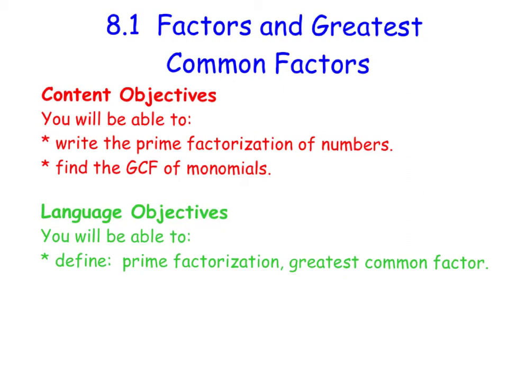Hello everybody, we are moving to chapter 8. We're going to end the year with chapter 8 and we're going to start by talking about greatest common factors. So you'll be able to write the prime factorization of numbers and find the greatest common factor of monomials. You'll also be able to define what is prime factorization and what is the greatest common factor.